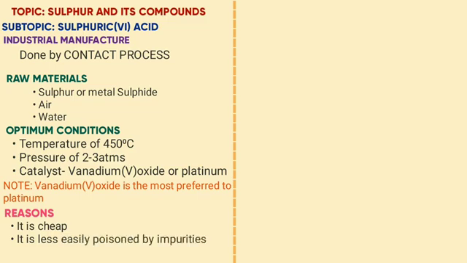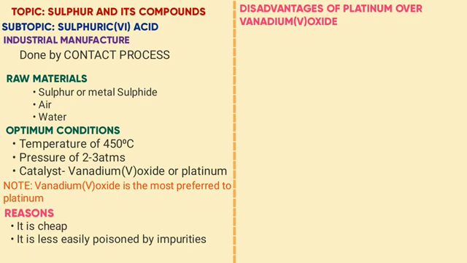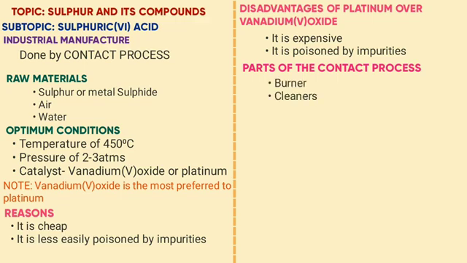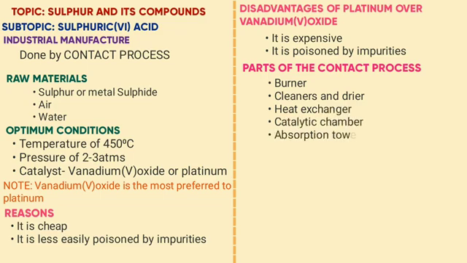Therefore, the disadvantages of platinum over vanadium (V) oxide are that it is expensive and it is easily poisoned by impurities. Next, we look at the parts of the contact process: burner, cleaners and dryers, heat exchanger, catalytic chamber, absorption tower, dilution chamber. Now, this reaction occurs in 4 stages.